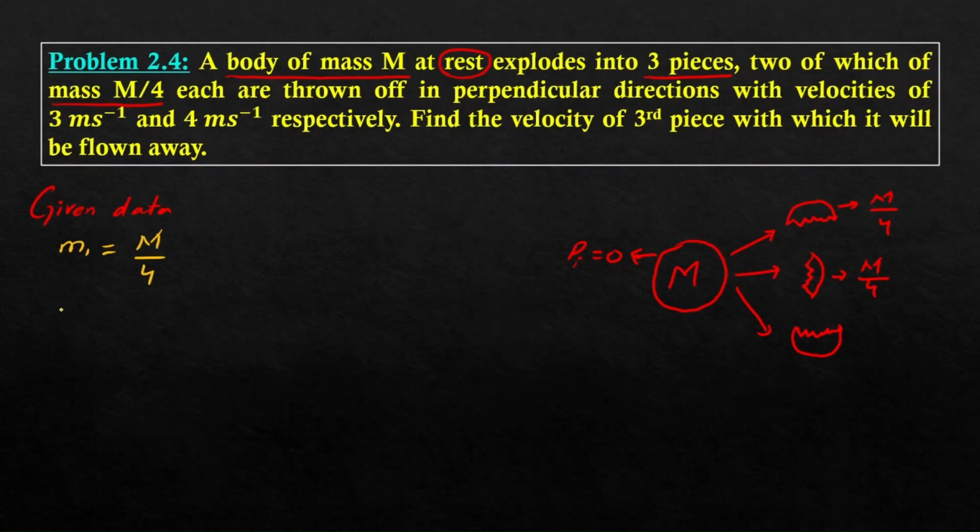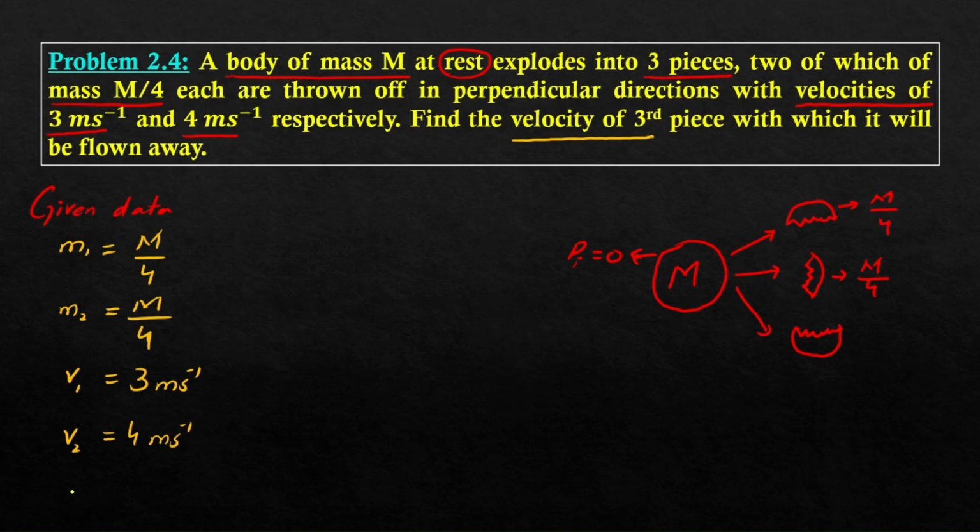So m1 is equal to m by 4 and m2 is equal to m by 4, that are moving with velocities of 3 meter per second and 4 meter per second respectively. Find the velocity of the third piece. We have to find the velocity of the third piece, means v3 is equal to question mark. m1 and m2 are given, but m3 is still unknown and v3 is to be found.